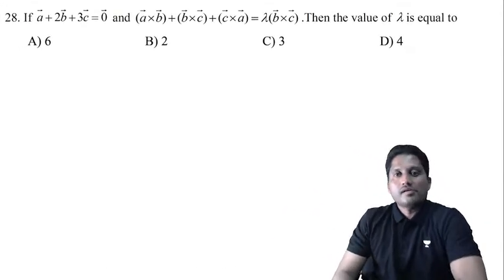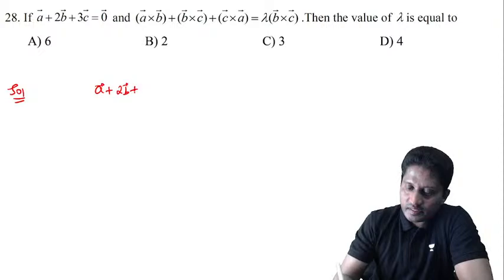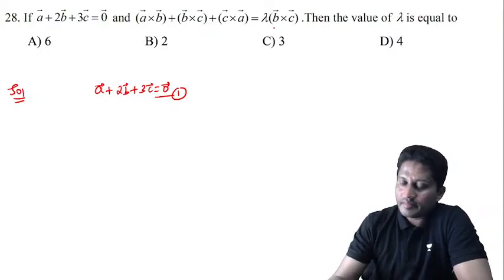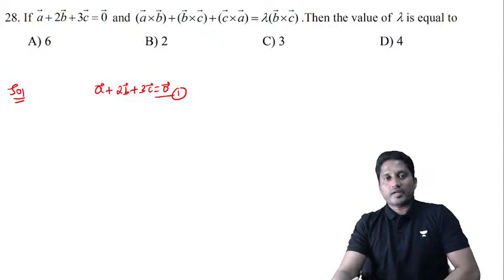Okay, question number 28. So this question is a good problem. A plus 2b plus 3c is equal to 0, the null vector. Call this equation 1. I'm supposed to find out what is lambda times b cross c and then equate and get the value of lambda.